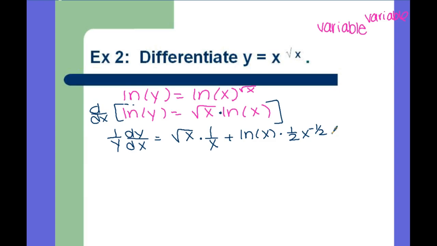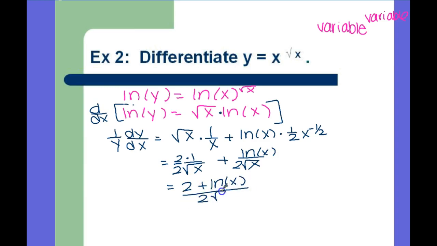Square root x divided by x could be simplified to... or yeah, square root x over x. But why would I want to write it like this? And then what's in my denominator over here? What does this side need so I can add these together? So these are like terms. So you get 2 plus ln x over 2 square roots of x.